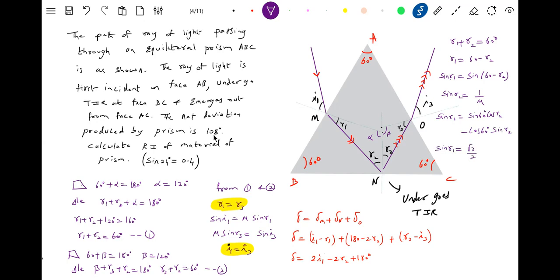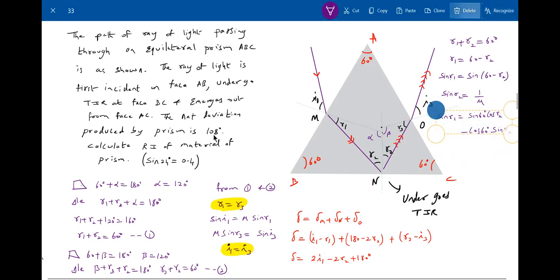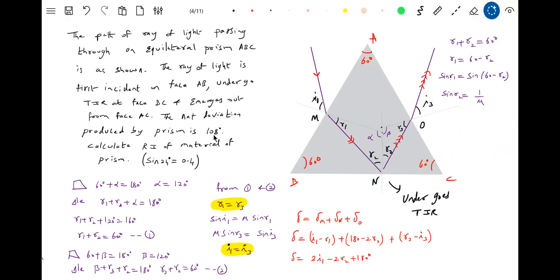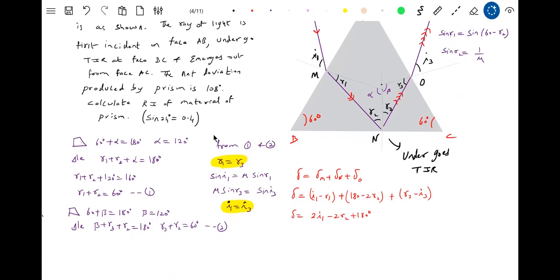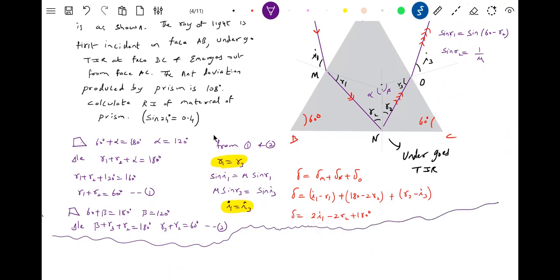Cos R2 will be root of, I will write it somewhere here. I'll scroll down. We'll move further. This is one part of discussion.